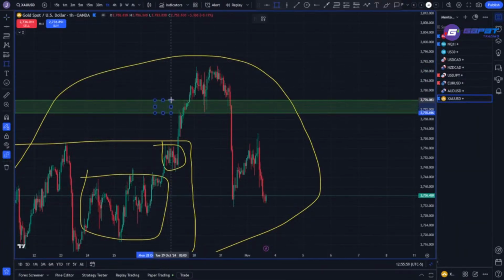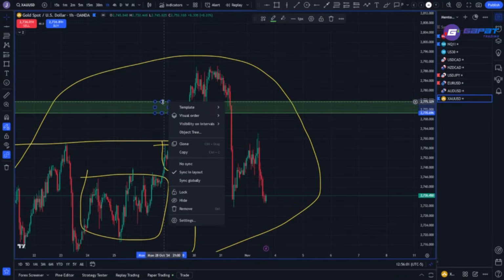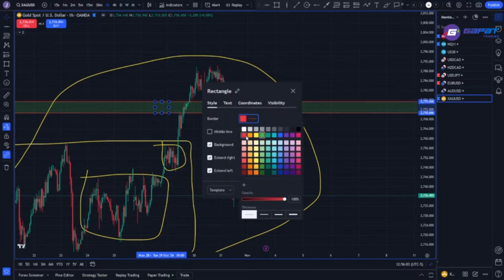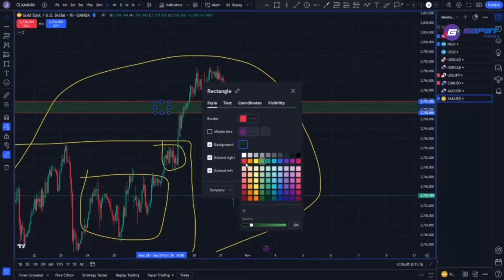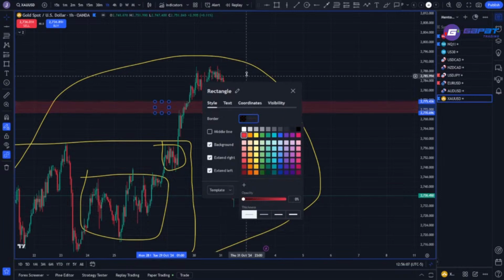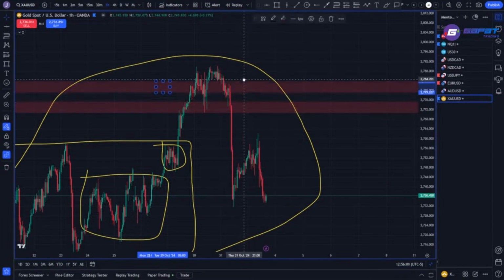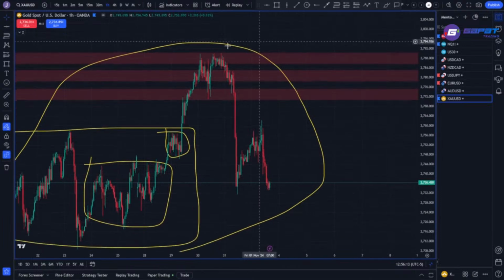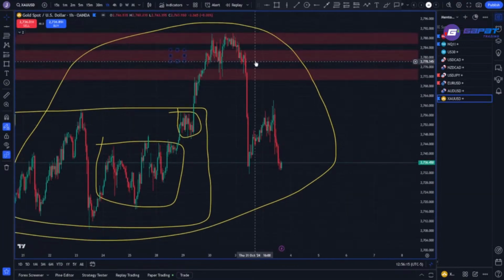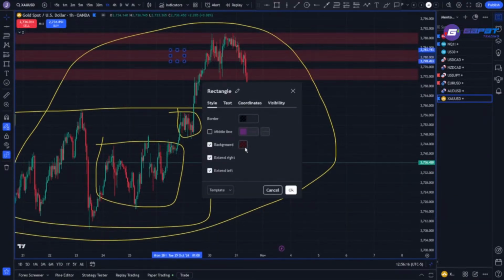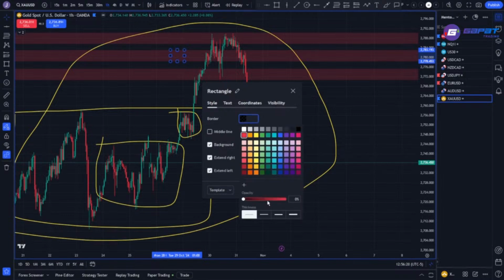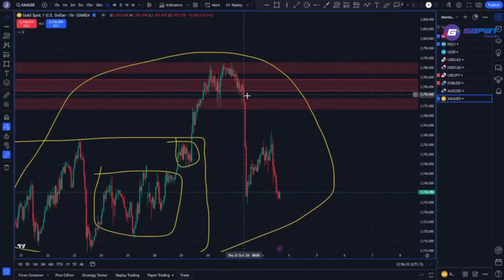So, resistance. Okay. High volume node, start of the directional move, top of the balance area, all-time high. So for me, this is actually going to be the strongest area because this one is the high volume node, start of the directional move. And this is the all-time high, which can be important.